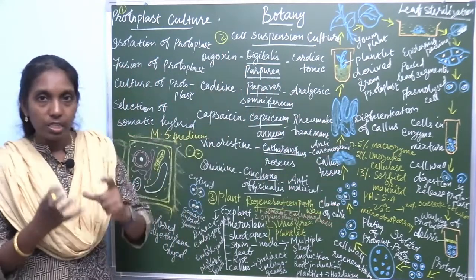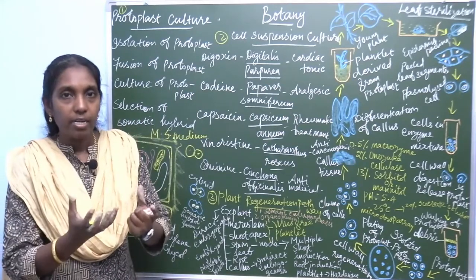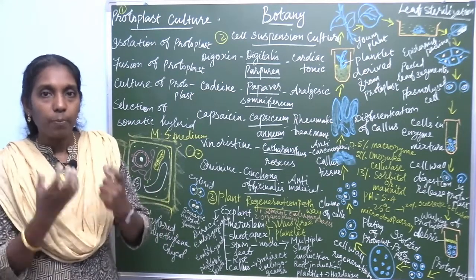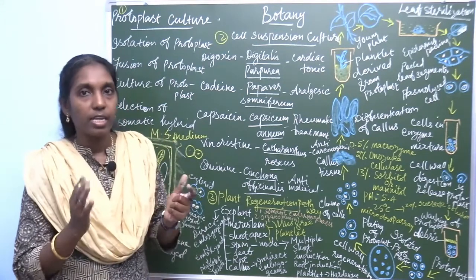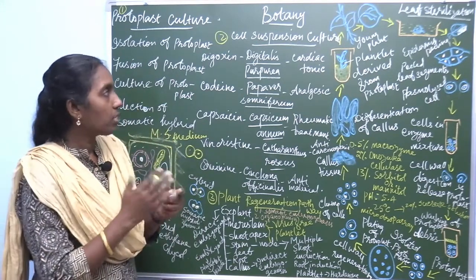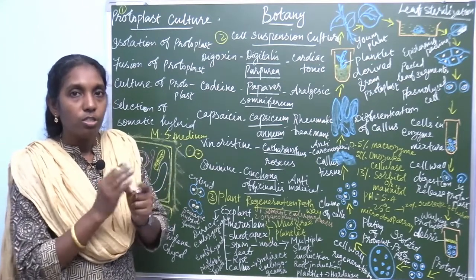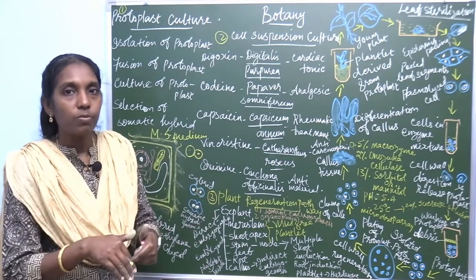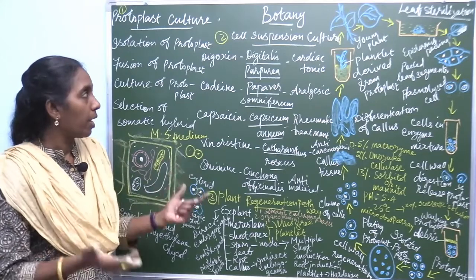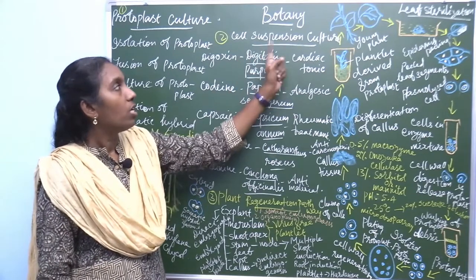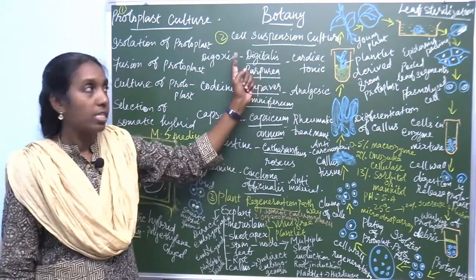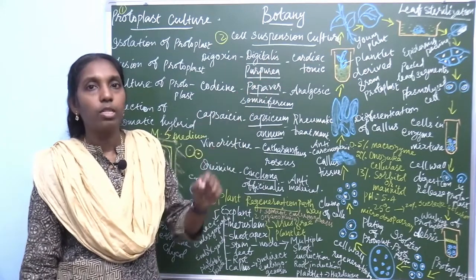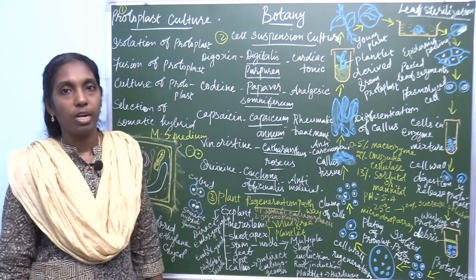Cell suspension culture: from the callus, a few cells or a clump of cells can be selected and agitated with shakers to allow them to separate, and they are transferred into a liquid medium to make a culture called cell suspension culture.